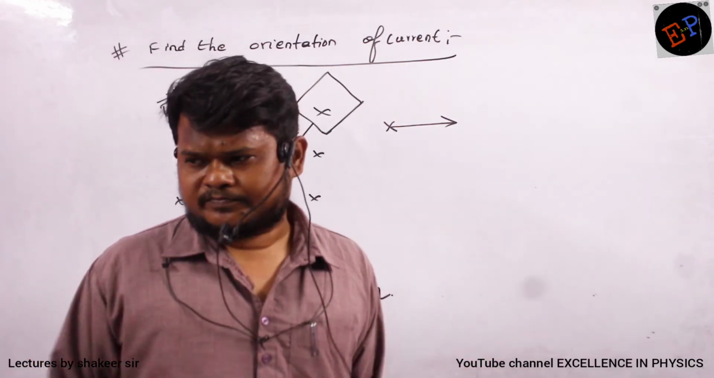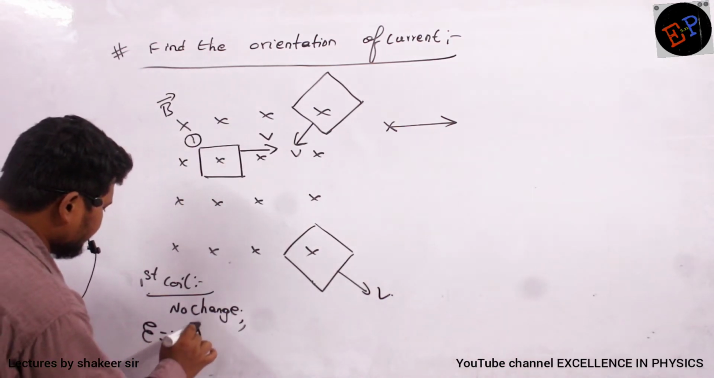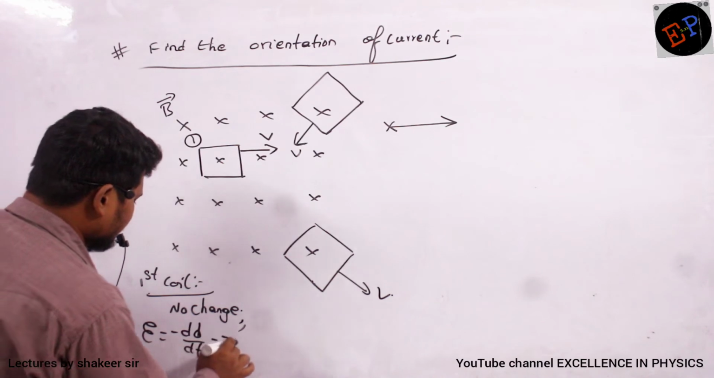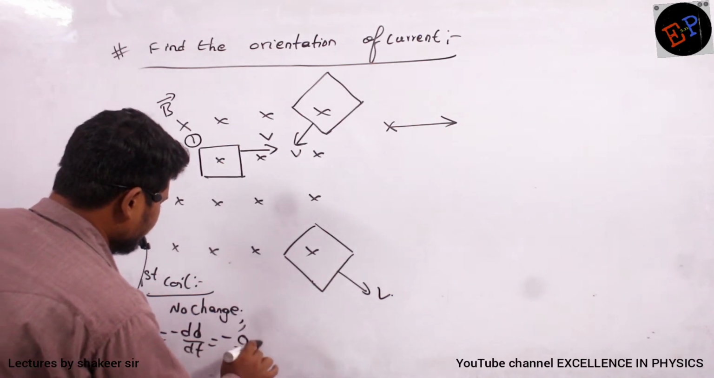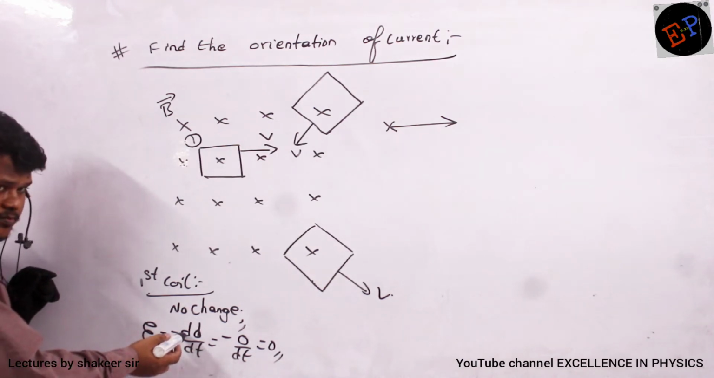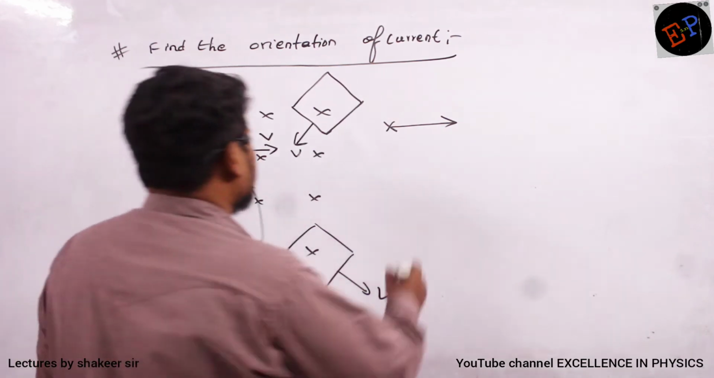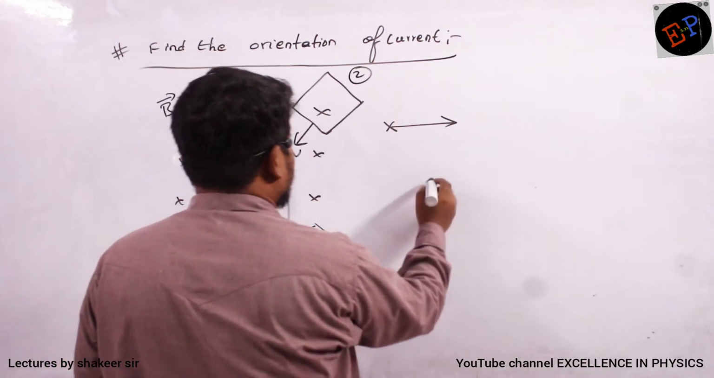So no EMF. Therefore here I say EMF is equal to minus d phi divided by dt, so minus 0 divided by dt, it is equal to 0. There is no EMF produced. Why is EMF 0? d phi is 0. Change in flux is 0. Okay, now let us study the second coil.